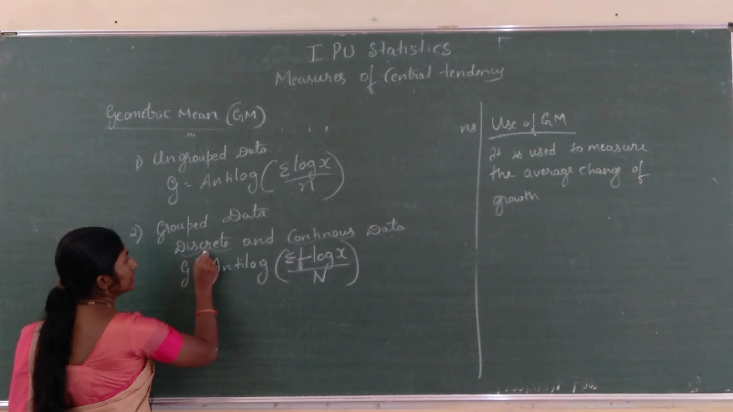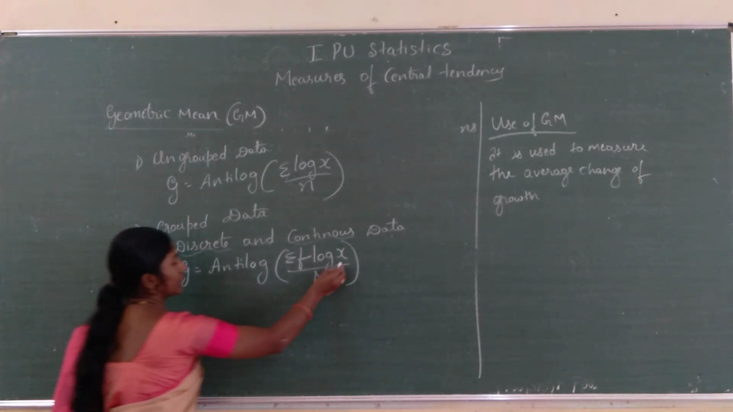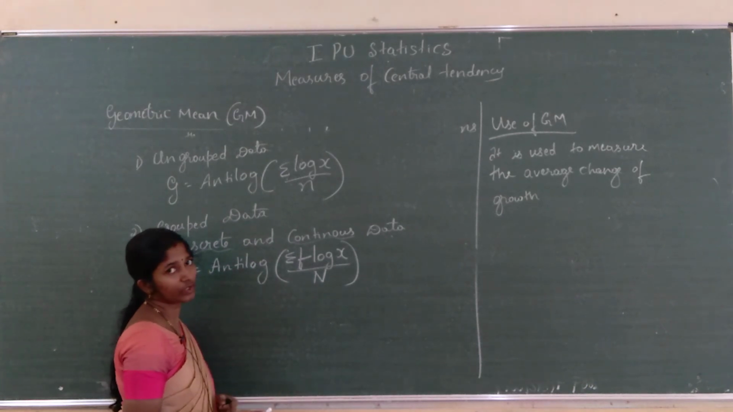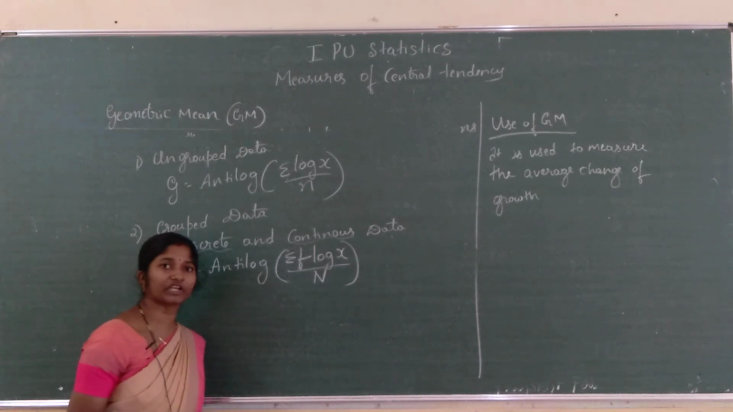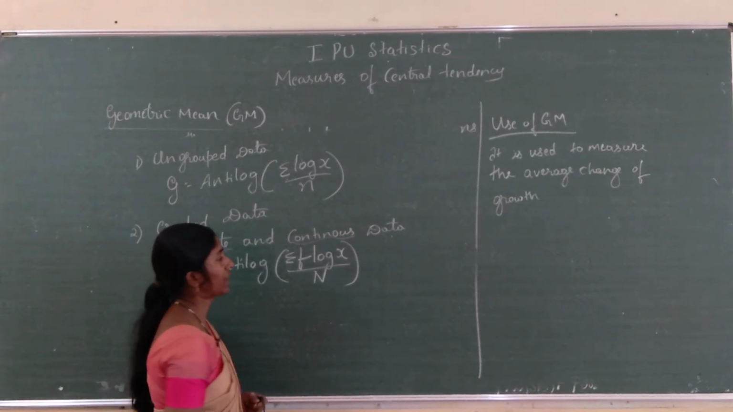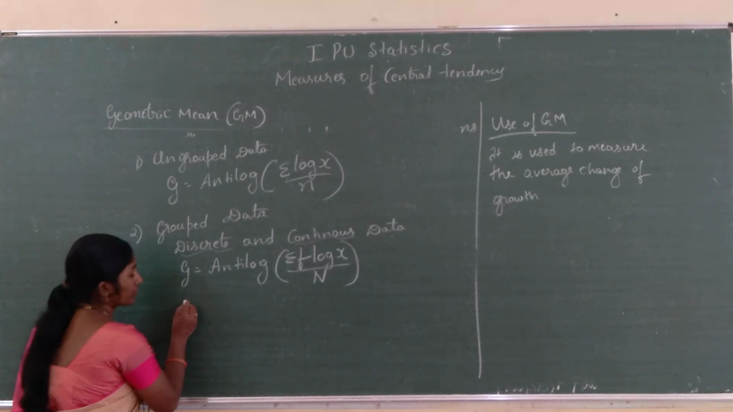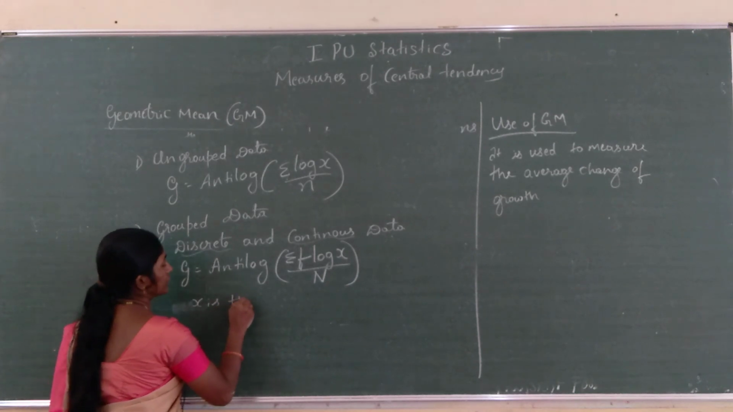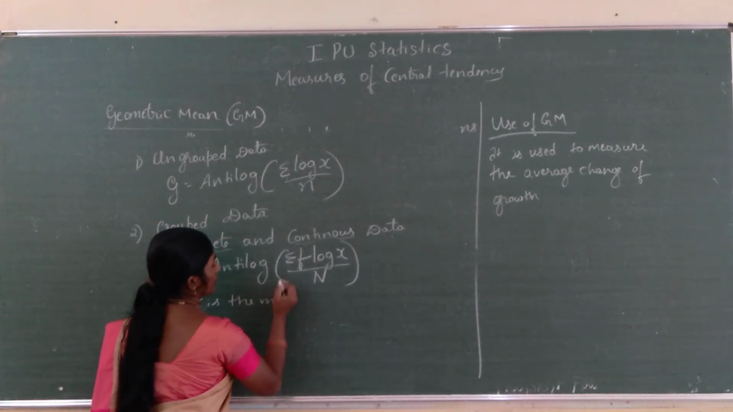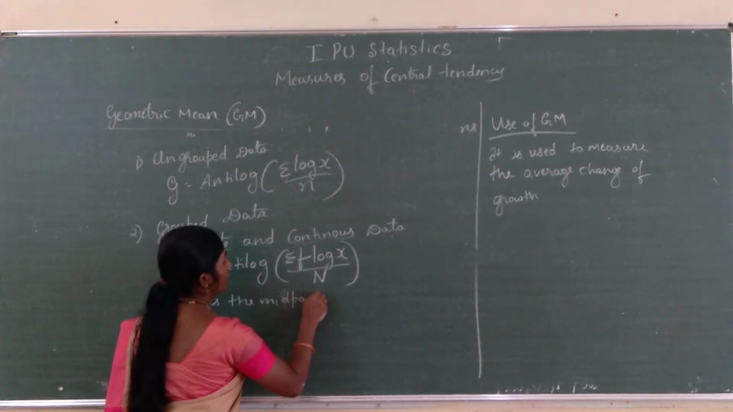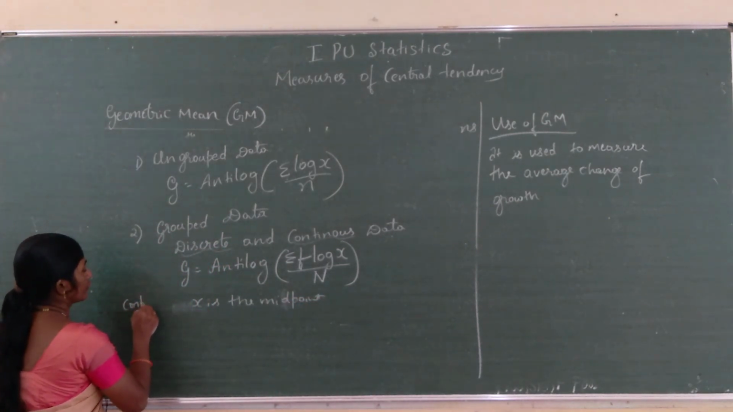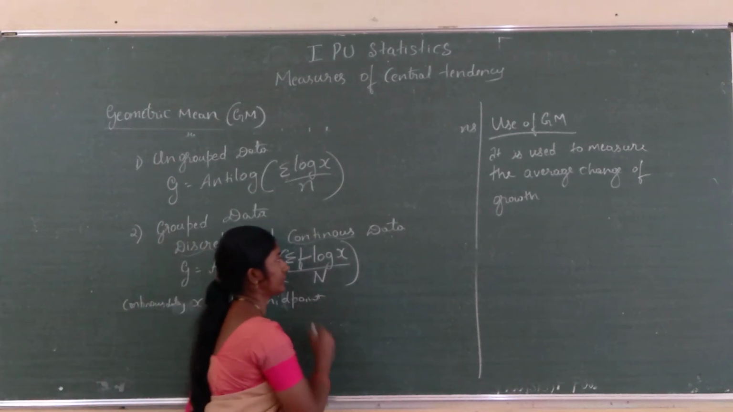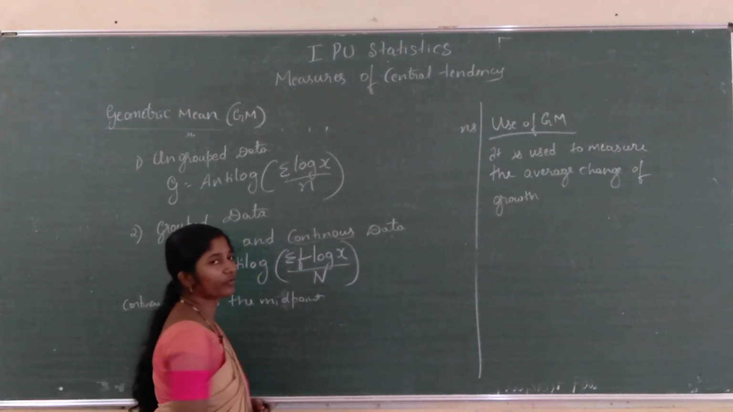In the discrete case you can take x directly, because x is given. What about continuous? There are an upper limit and a lower limit. Therefore, as in the arithmetic mean, we take the middle value or midpoint. For continuous data, x is the midpoint. You have to take x as the midpoint and apply the same formula.